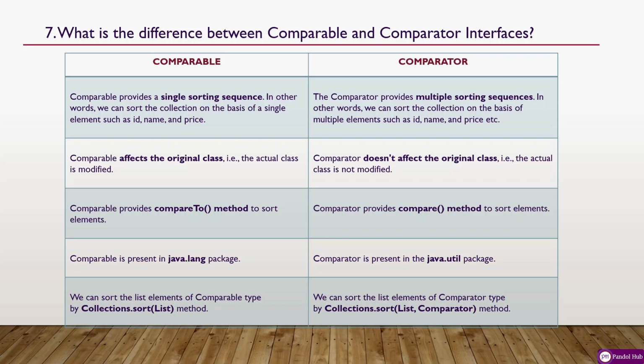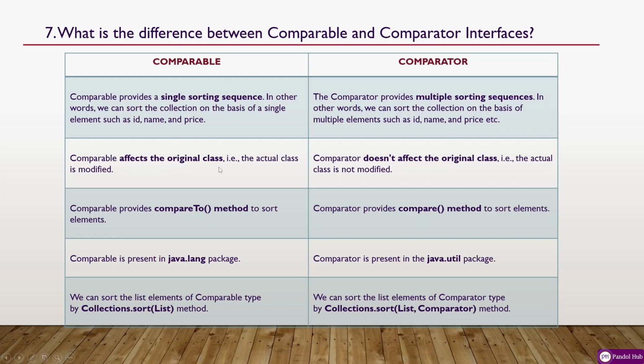For example, you have an Employee class, so you can use these Comparable and Comparator interfaces, and you can have your own sorting logic. If you have fields like salary, ID, name, address, or department, you can create your own sorting sequence using any of these fields using these interfaces. Considering Comparable, it provides only a single sorting sequence, whereas Comparator provides multiple sorting sequences. That is, you can use multiple fields of the class to create sorting sequences.